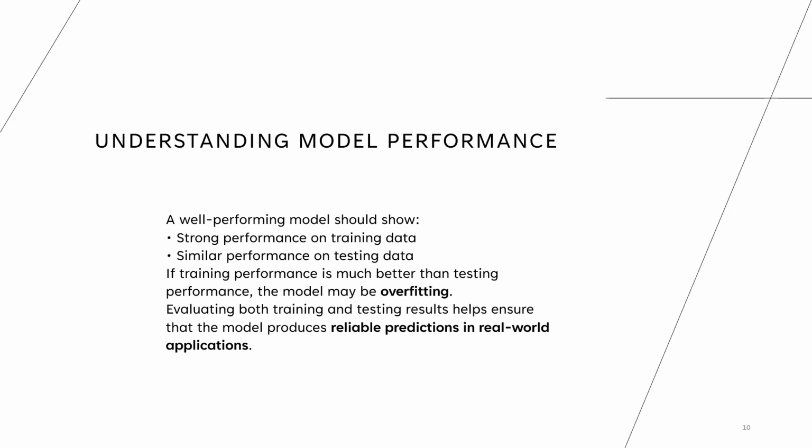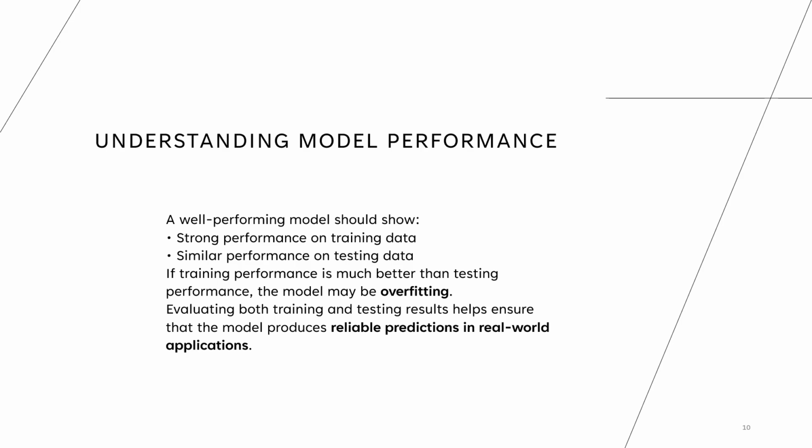To interpret the results of a regression neural network, it is important to compare how the model performs on the training data and the testing data. Ideally, a well-trained model should perform well on both data sets. When the model has successfully learned the underlying patterns in the data, its performance on the testing data should be similar to its performance on the training data.